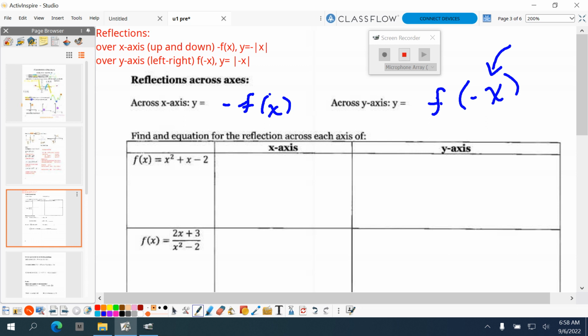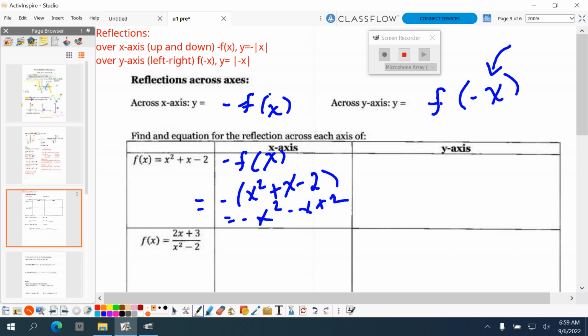So it's just negative f of x. Right? So what does negative f of x represent? This equals a negative times x squared plus x minus 2. That means every sign changes. So I get negative x squared minus x plus 2.